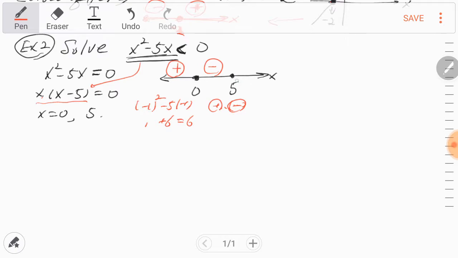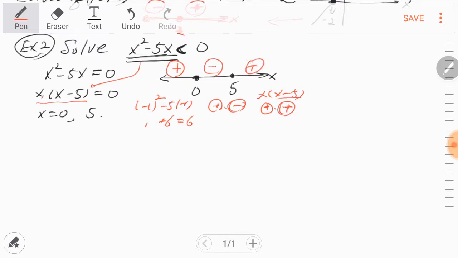How about the interval greater than 5? Let's try the sign of this expression if, let's say, x equals 6. 6 is positive, right? Times 6 minus 5, which is positive. So positive times positive is positive.